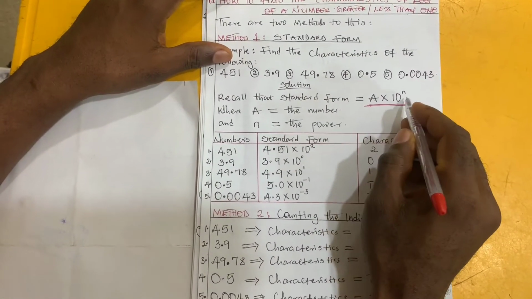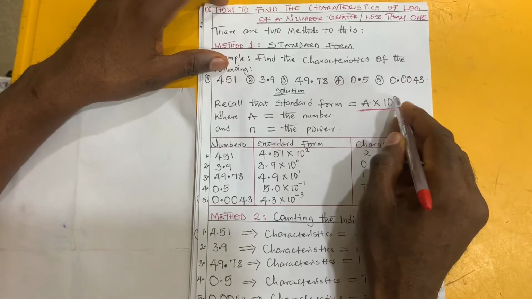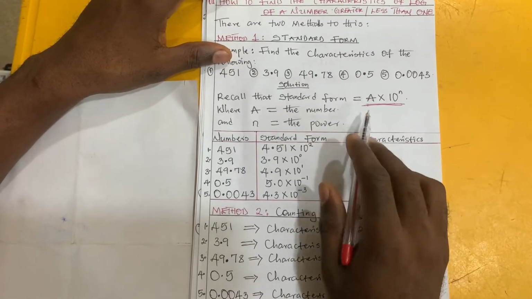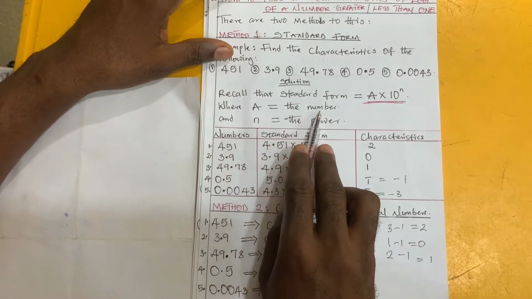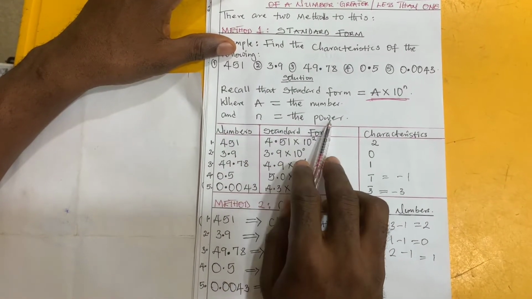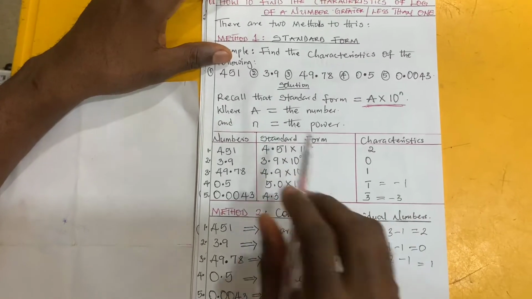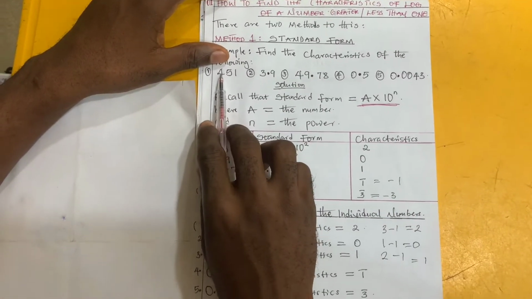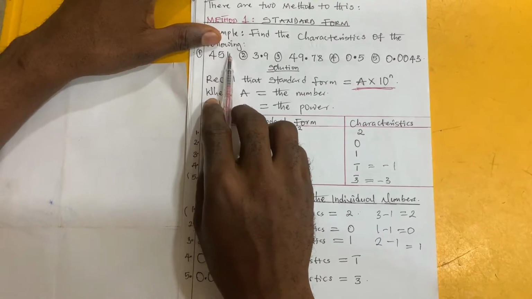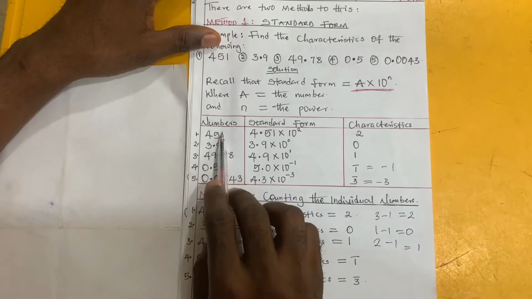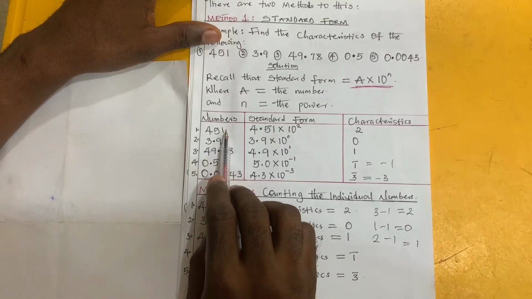Recall that standard form is a times 10 raised to the power of n, where a is the number and n is the power. Now, when a number is written like this, that is 451, there's an imaginary decimal point where the number ends.